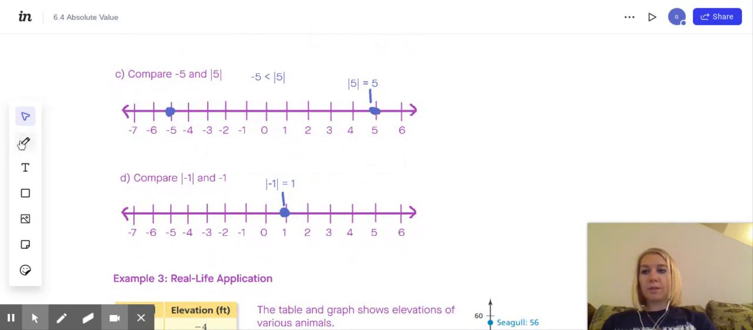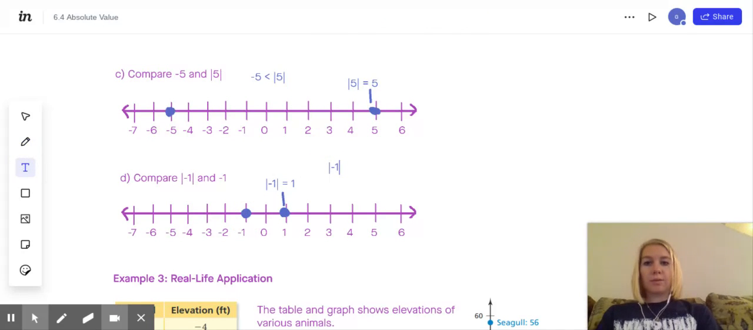Okay, and then we also need to graph -1. So we need to decide, is the absolute value of -1 greater than or less than -1? Well, the absolute value of -1 is 1, and that's to the right of -1, so it's greater than -1. All right, one more example, and then we're done with this section.